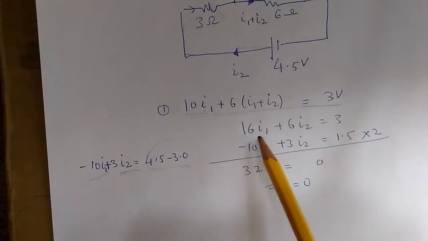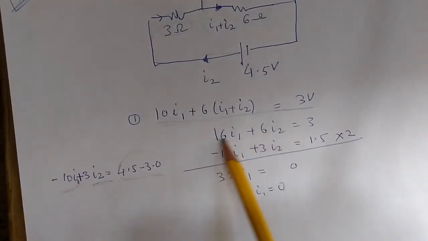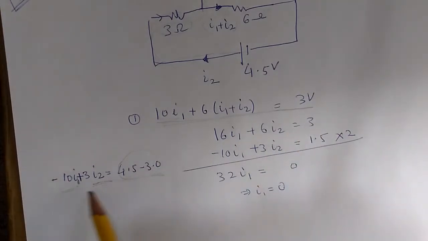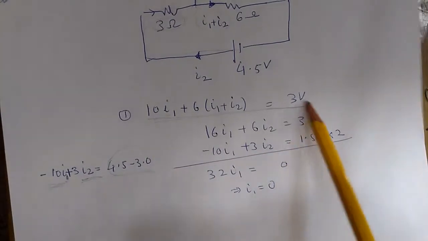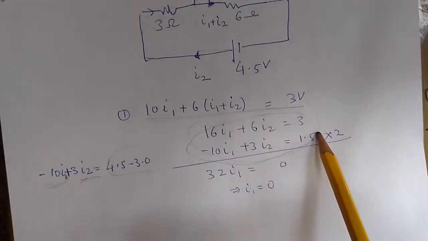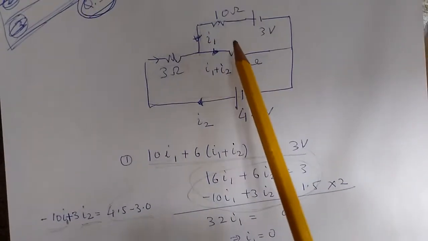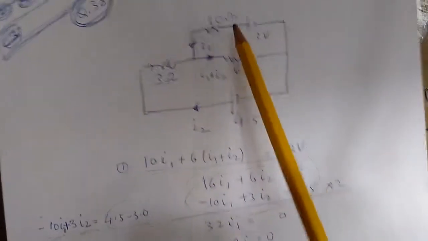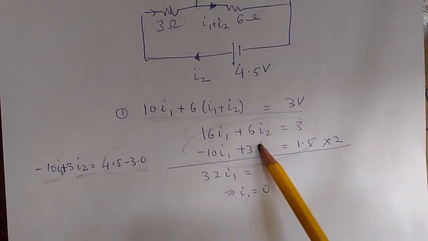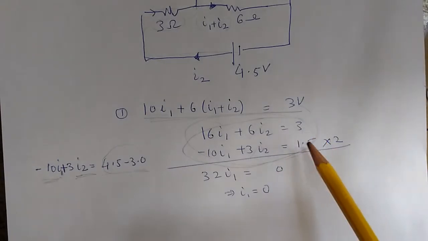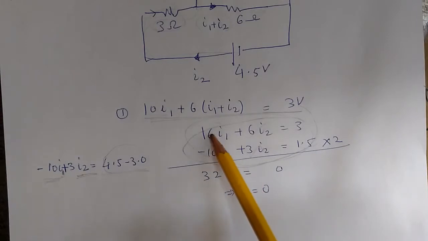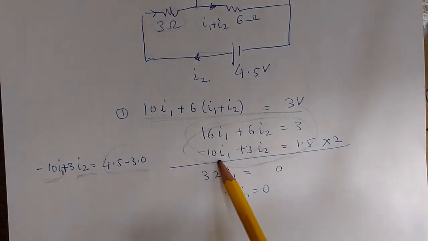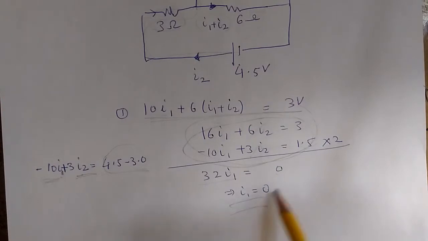So we have 2 equations. The first equation is 16I1 plus 6I2 equals 3. The second equation is minus 10I1 plus 3I2 equals 1.5. These are the 2 equations that we need to solve. We need to solve for I1 because we are required to find the current in the 10 ohm resistor. So we eliminate I2, and we multiply this equation by 2. The 6I2 terms cancel. 3 minus 1.5 times 2 is 0. So this becomes 16 plus 20 is 36, I1 is equal to 0, or I1 equals 0.